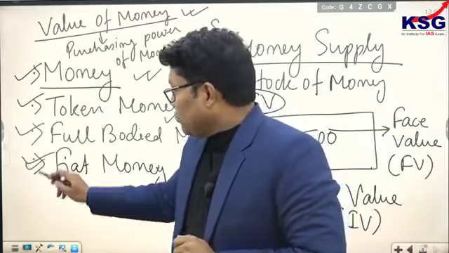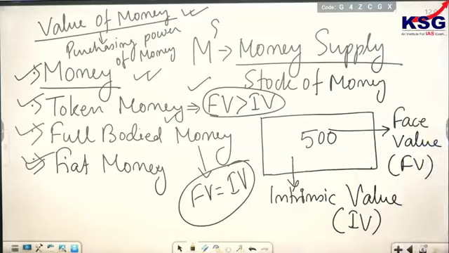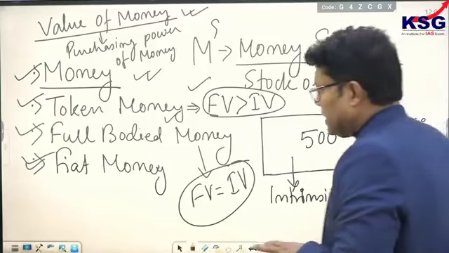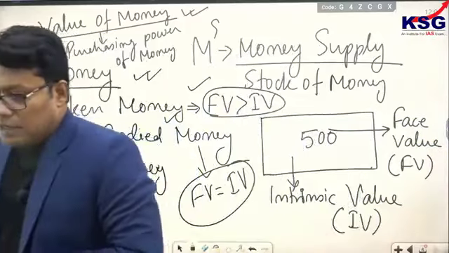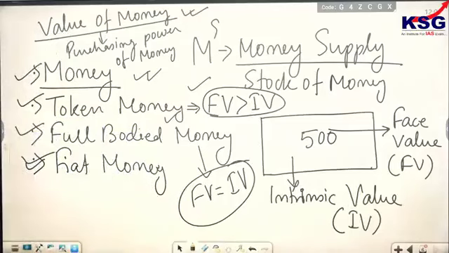Okay. Now the last one is fiat money. What is fiat money? Fiat money is basically your legal money. Fiat money, one line you can write: it's legal money. Write one line, dear, all of you. Fiat money means legal money.